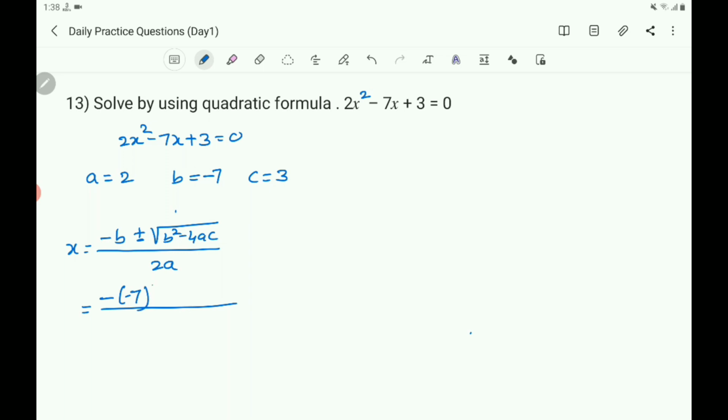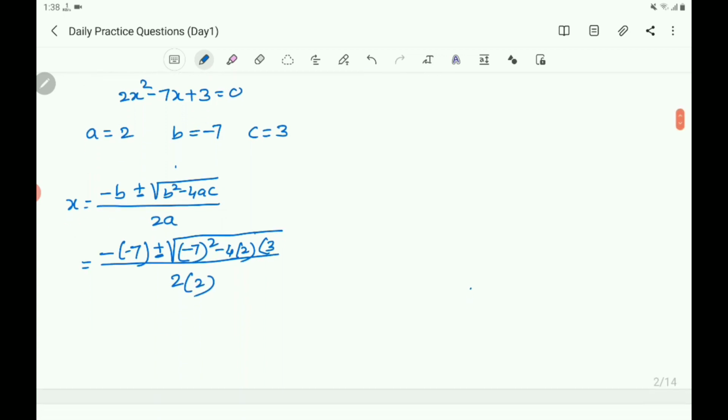Then here you got minus b. Then you write plus or minus whole root. In the place of b square you write minus 7 whole square, because b is minus 7. Then minus, you write minus 4. And in the place of a you write 2. The value of a is 2. And in the place of c you write 3. 4ac means 4 into 2 into 3. By 2 divided by 2a means 2 into 2.